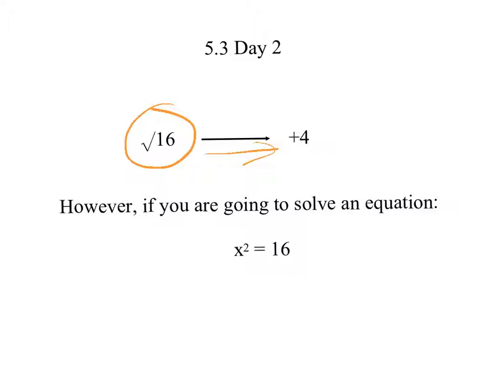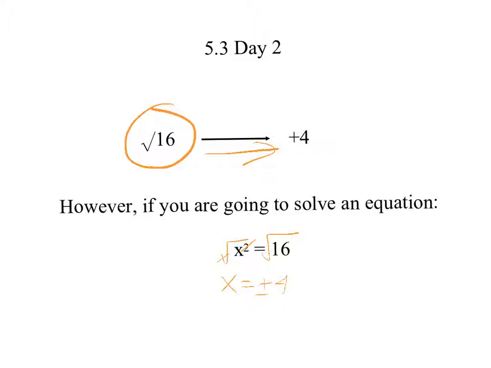So if I have x squared equals 16, in order to get rid of the squared, I'm going to undo the squared, which is square rooting. So I'm going to square root both sides. And so now my square root and my squared cancel, I get just an x. And the square root of 16 is positive 4 and negative 4. So I'm actually going to say plus or minus 4.